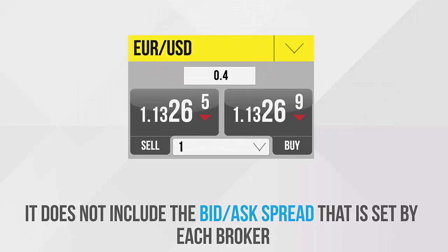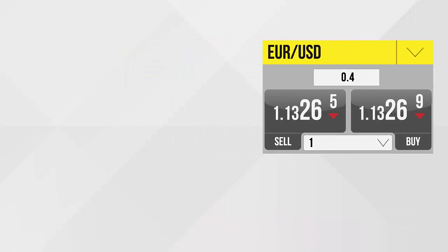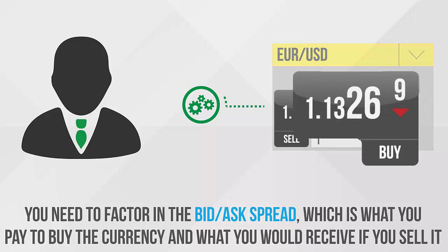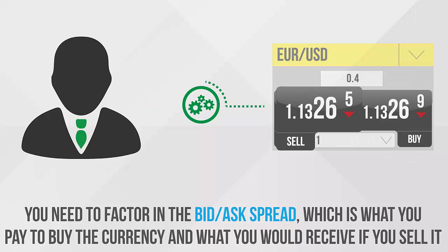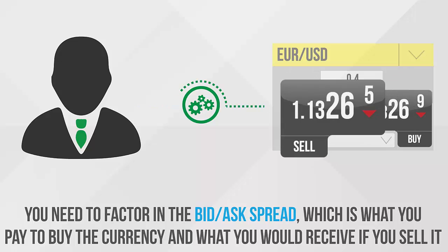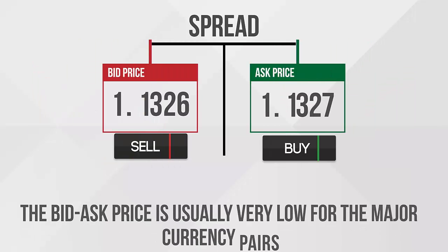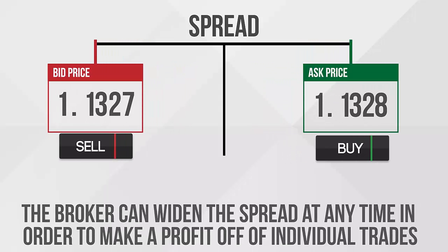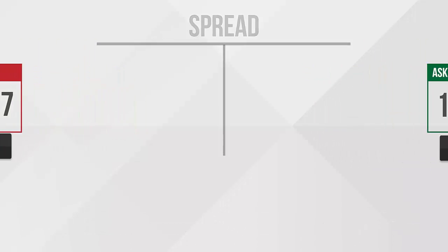It does not include the bid-ask spread that is set by each broker. You have to factor in the bid-ask spread, which is what you have to pay to buy the currency and what you would receive if you sell it. The bid-ask price is usually very low for the major currency pairs. But it's important to note that the broker can widen the spread at any time in order to make a profit off individual trades.